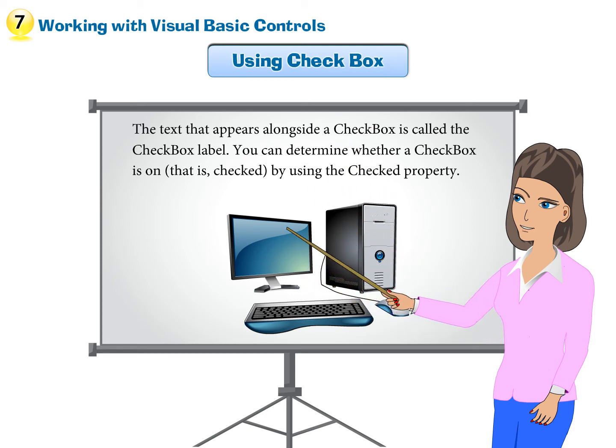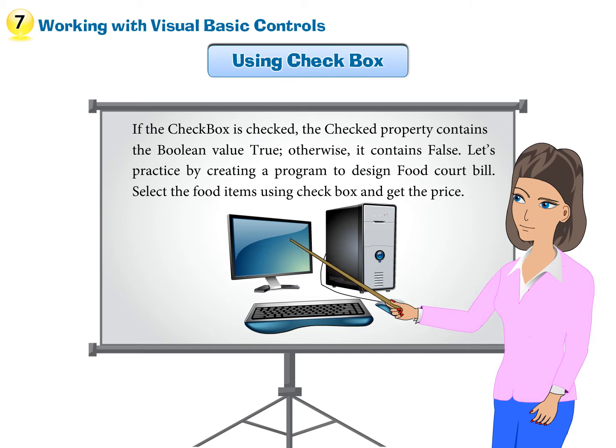You can determine whether a checkbox is on, that is checked, by using the Checked property. If the checkbox is checked, the Checked property contains the Boolean value True, otherwise it contains False. Let's practice by creating a program to design a food court bill. Select the food items using checkbox and get the price.